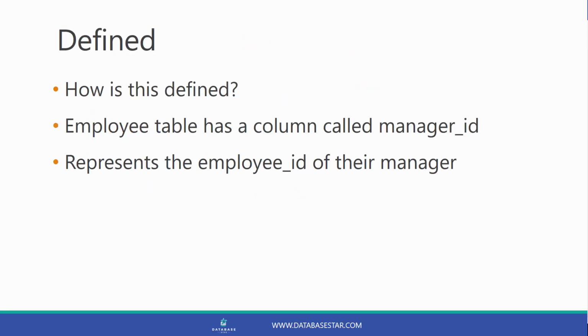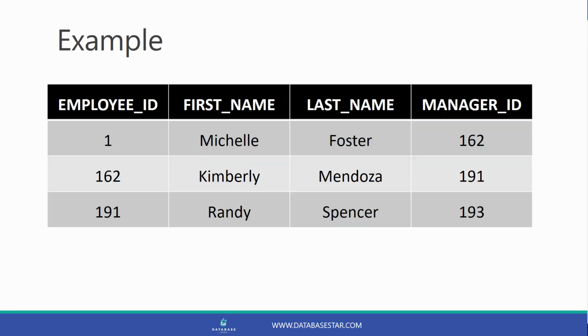The employee table that we've been working with has a column called Manager ID, and this ID represents the employee ID of their manager. An example of our table data is here. Employee ID 1, Michelle Foster, has a manager ID of 162. Employee ID 162 is Kimberly Mendoza, which is Michelle Foster's manager, and her manager has an ID of 191. Employee ID 191 is Randy Spencer, and he has a manager ID of 193.